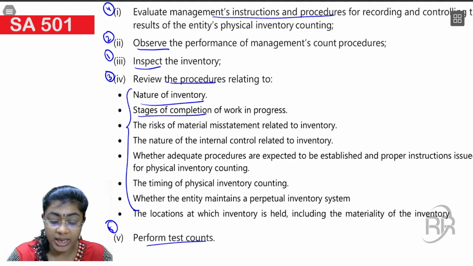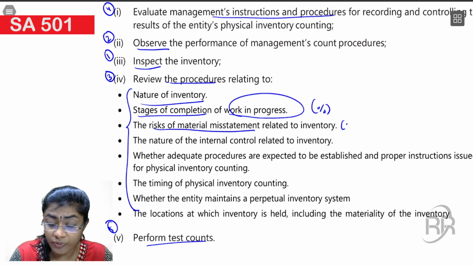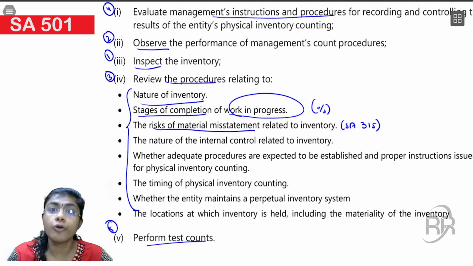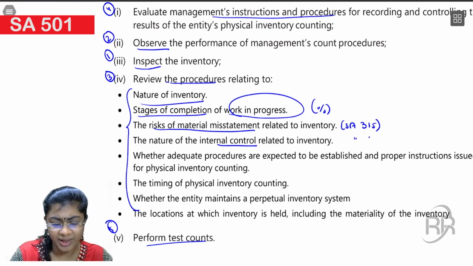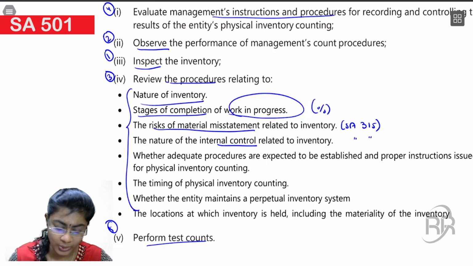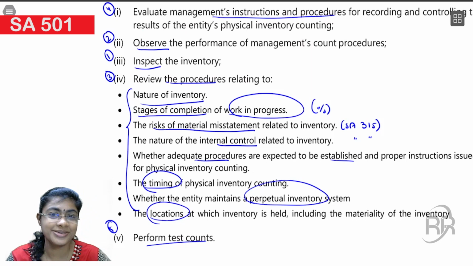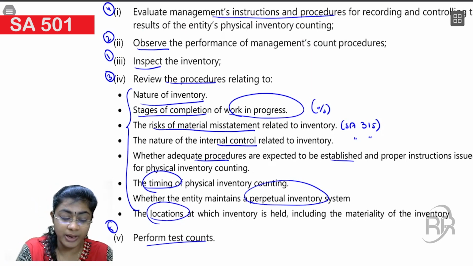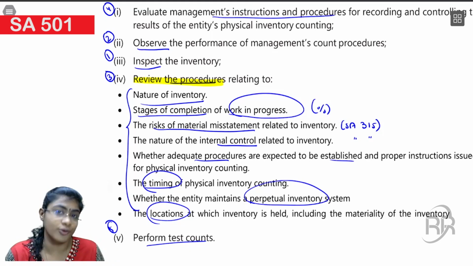Stages of completion. Why? Inventory will also include the work in progress, no? So we have to see the percentage of completion. Then, any risk of material misstatement with respect to inventory, ROMM, SA 315. Various controls related to inventories. Again, internal controls is with respect to SA 315. Whether procedures have been established, timing of counting of inventory, whether a perpetual inventory system is maintained, and the locations. Nothing but this is the expansion of the procedures of the management which they have established, which the auditor should review. Clear?